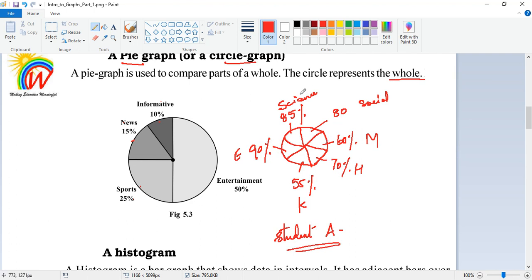So the whole is represented as a circle, and then each part is given to whatever you have got, or whatever, it could be anything actually. In this case they are speaking about news and information, 10% of information, 15% of news. So similar to this we can draw a pie chart. Basically a pie chart is a circular graph.